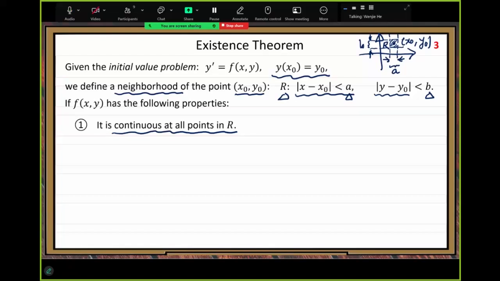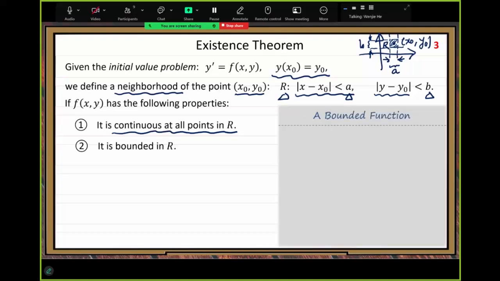Okay? In our previous example, this condition is violated, right? Because at the center, x0, y0, it's not continuous. It's infinity, so it's not continuous. All right, that is the first condition. The second condition: this f function is bounded in R. Bounded function. So what do we mean by bounded? Here, let me give you the definition of a bounded function.